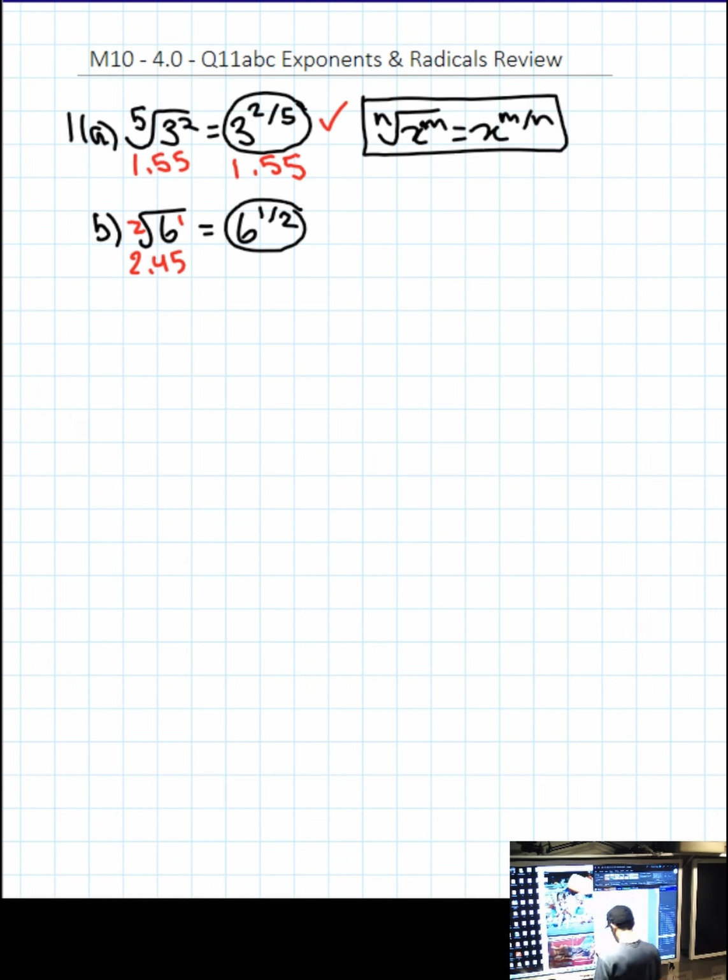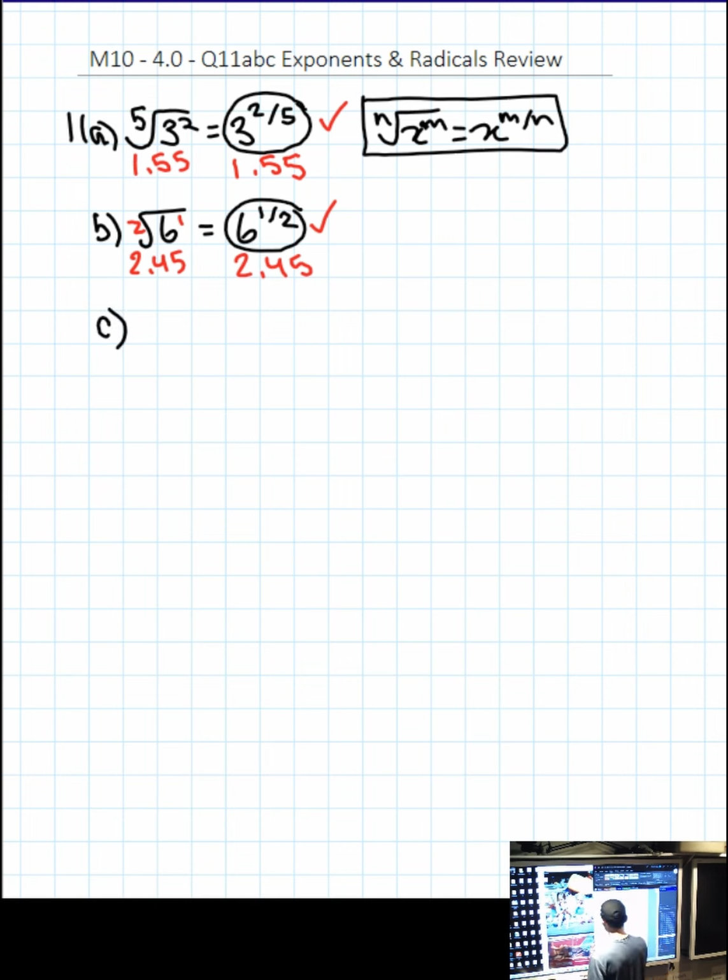And then doing 6 to the exponent 1 over 2, and also getting 2.45. Therefore, we know we're correct. Always, always check your answer if it's just numbers. It's so easy. If you have variables, yes, it is more difficult, but okay. So let's go for C.